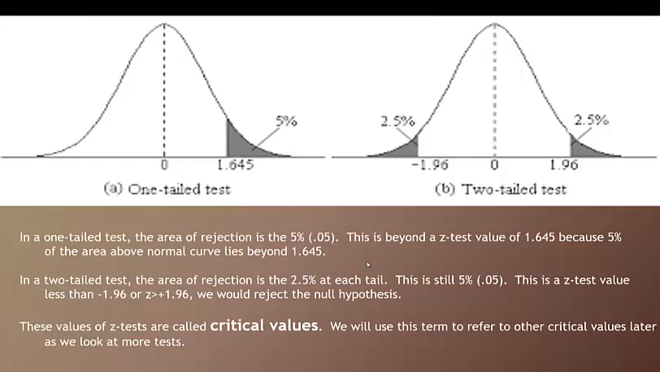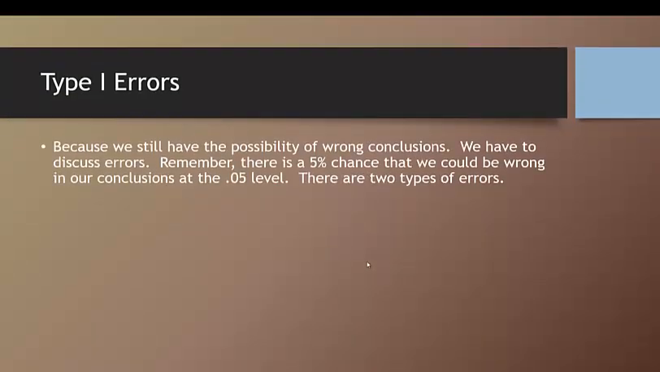So with that said then, let's go back to the question we asked earlier: why not just push our test out to say 10%, so that we could say this is significant within 10%? So the last thing we're going to look at are errors, and there are two errors in dealing with statistics, a type 1 error and a type 2 error. Okay? Because we still have the possibility of wrong conclusions, even at the 5% range, we have to discuss errors again. Remember, there's a 5% chance that we could be wrong if we set our level at 0.05. Okay?